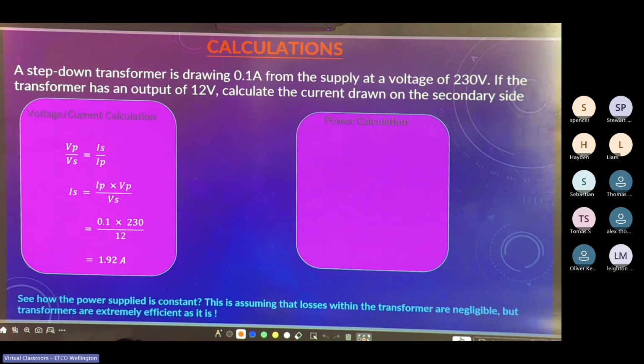So then we can work out the power. So power primary is equal to volts times amps. So 230 times 1, 230 watts. And P secondary is equal to voltage times current, 12 times 19.2, which is about 230 watts. But we know that transformers are not rated in watts. That's what our load is rated at.